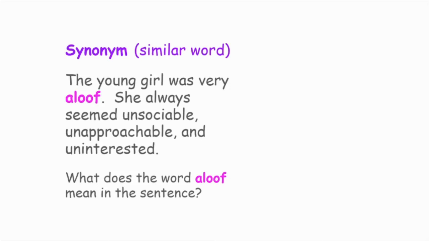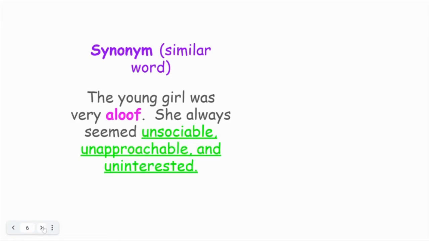Let's take a look at this example here. The young girl was very aloof. She always seemed unsociable, unapproachable, and uninterested. What does the word aloof mean in this sentence? Here I see some synonyms, so similar words in the sentence. The young girl was very aloof. She always seemed, here are similar words, unsociable, unapproachable, and uninterested. So I can figure out the meaning of aloof by looking at these synonyms that are here in the sentence. Aloof means unsociable, unapproachable, and it could also mean uninterested.